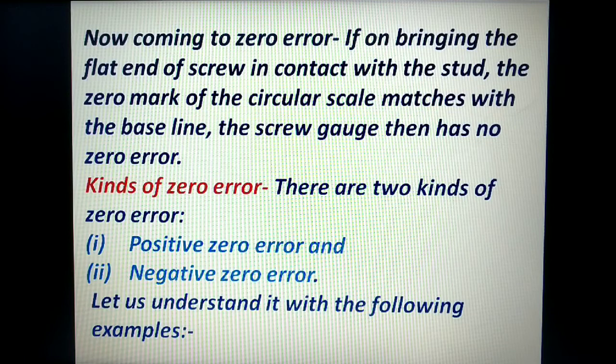Now coming to zero error. If on bringing the flat end of a screw in contact with the stud, the zero mark of the circular scale matches with the baseline, the screw gauge then has no zero error. Now kinds of zero error. There are two kinds of zero error. One is positive zero error and the second is negative zero error. Let us understand it with the following examples.